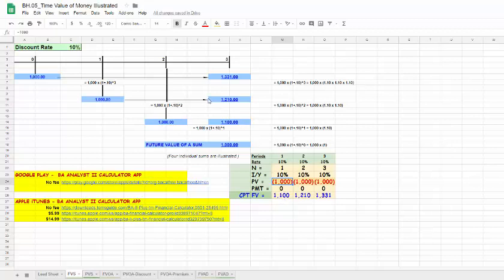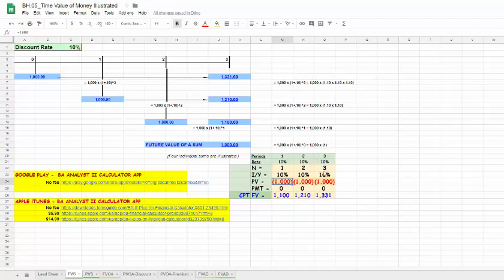Doing the same thing for the second year to compute the 1,210, enter in 2, push the N button. 10% implied, push the I/Y button. Enter a negative $1,000 for the amount that you would deposit in the investment account, push PV. Enter 0 because there is no regular payment, push the payment button, and then push compute FV, and you should see $1,210. Let's try this one more time for the 3-year future value.